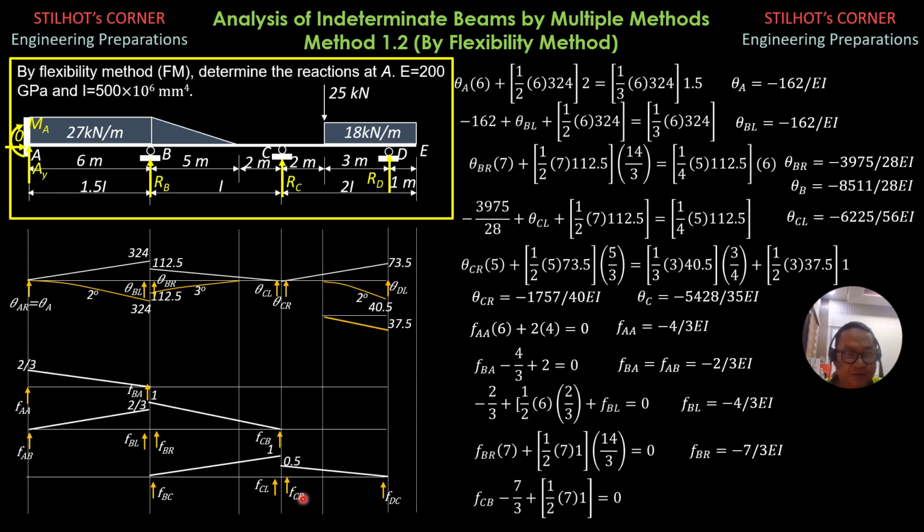Then to solve for FCB, summation forces vertical, FCB plus FB right, negative 7/3 plus the area 1/2 of 7 times 1 equals 0. So FCB, which is FBC, is equal to negative 7 over 6 EI. And FBB is negative 11 over 3. Take note of that. You add negative 4/3 and negative 7/3, so negative 11 over 3 EI.